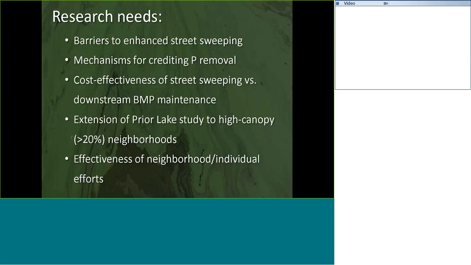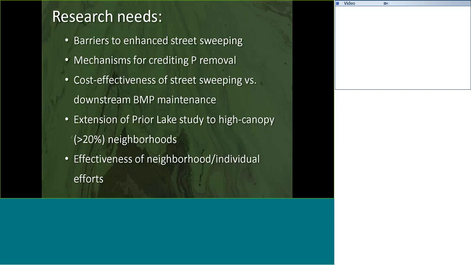So I wanted to just highlight what I see as some of the research needs. I think we really have to understand, there's a lot of potential for enhanced street sweeping to reduce phosphorus loading of stormwater, but obviously municipalities, or at least some municipalities, are sweeping much more frequently than others. And so I think we need to understand what are the barriers to enhanced street sweeping. Why aren't more cities sweeping more? And what are the most important barriers?